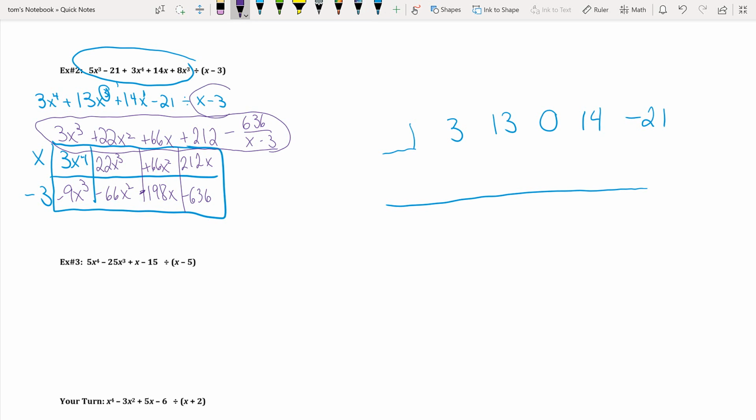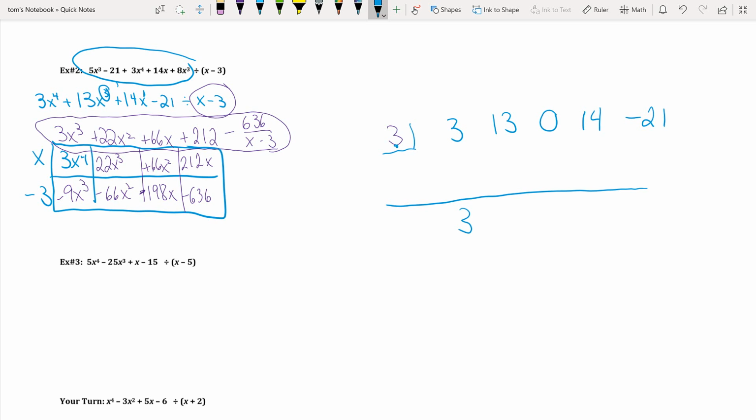What goes in the box? Just look at what you're dividing by. Your divisor is x minus 3. The root of x minus 3 is positive 3. And remember, you're adding and multiplying. Adding and multiplying. That's all you're doing. So this first number always just drops down because you're adding it to nothing. So it's just a 3 underneath.